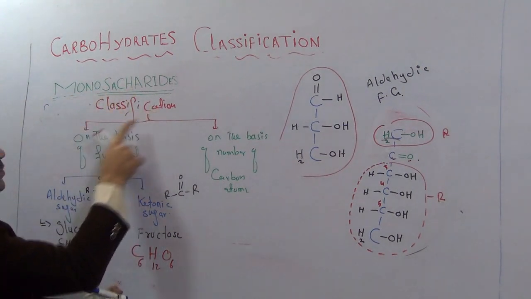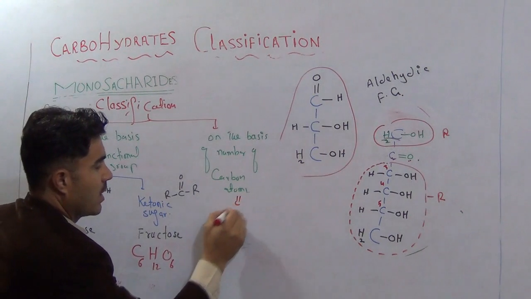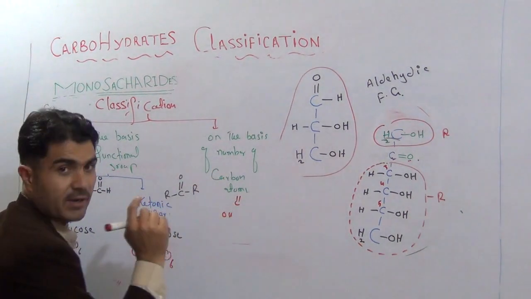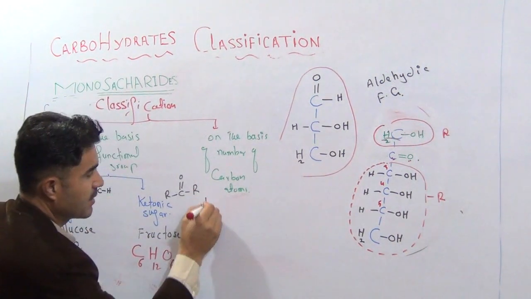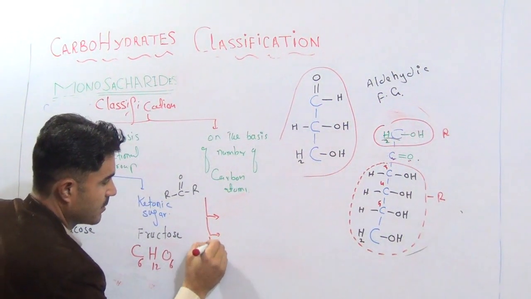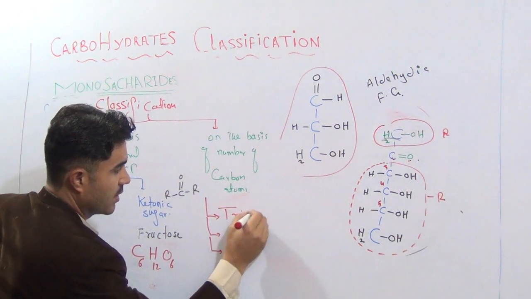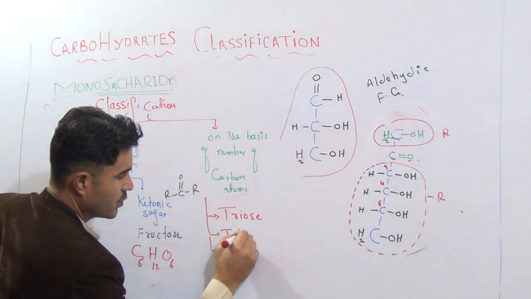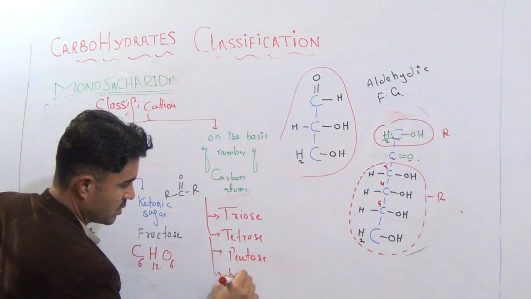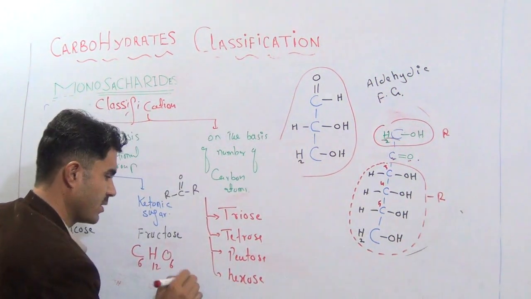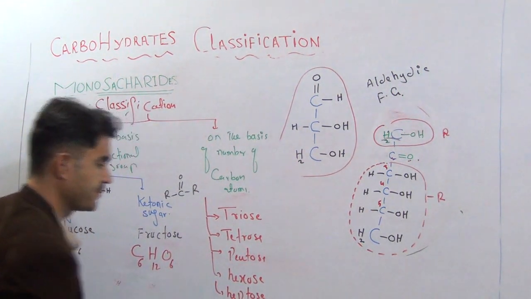So we will classify monosaccharides on the basis of the functional group. Second one, on the basis of number of carbon atoms, right? On the basis of number of carbon atoms, we can have monosaccharides like triose, tetrose, and pentose, and hexose, and the last one, heptose. Okay.